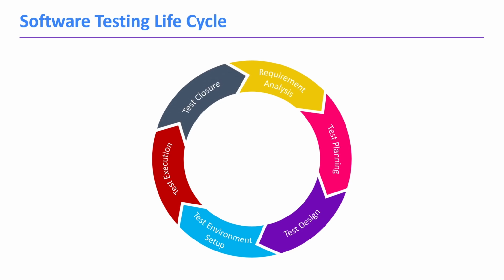Next is the test closure phase. This is the final phase of the STLC. In this phase, the team analyzes the test artifacts which were created during the previous phases of STLC. And a summary of all the testing activities or the testing process is created, which is called the test closure report. So these are the multiple phases in the STLC.